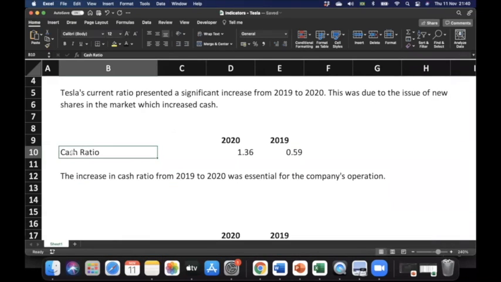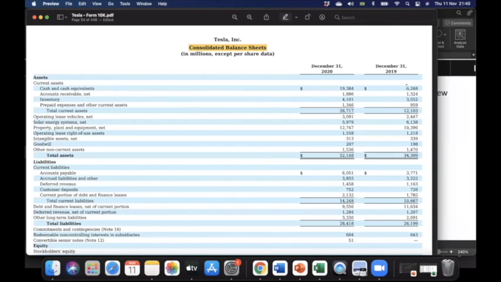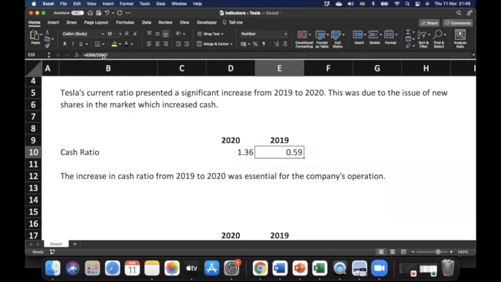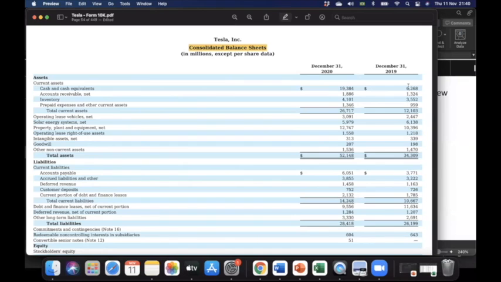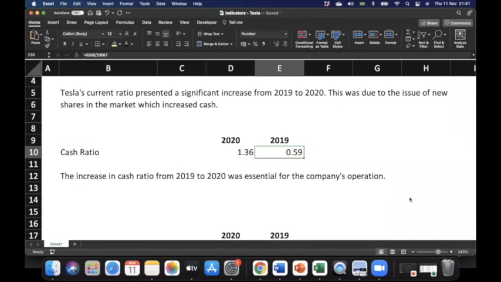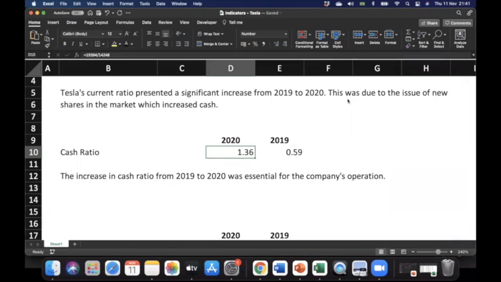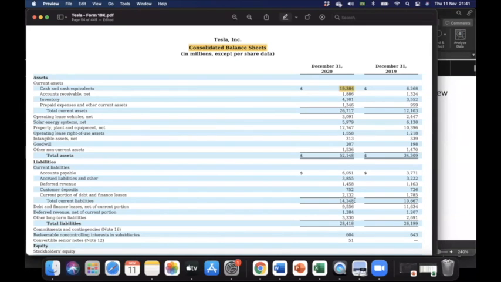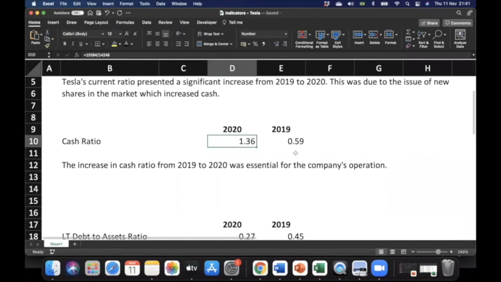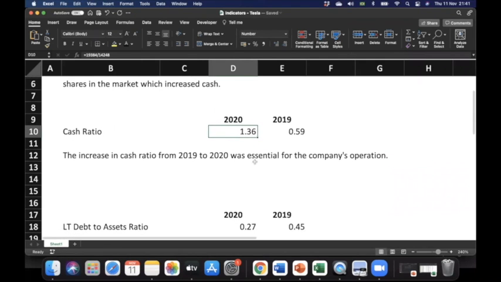So there is an indicator called cash ratio. The cash ratio is almost the same calculation, but we only pick the first line, cash and cash equivalents. So in 2019, we divide 6.2 of cash by the total current liabilities. So the number was below 1, which is not a very good scenario. But in 2020, we had an increase in cash here, 19 billion in cash. Then we divide by 14, and we have here 1.36, okay?